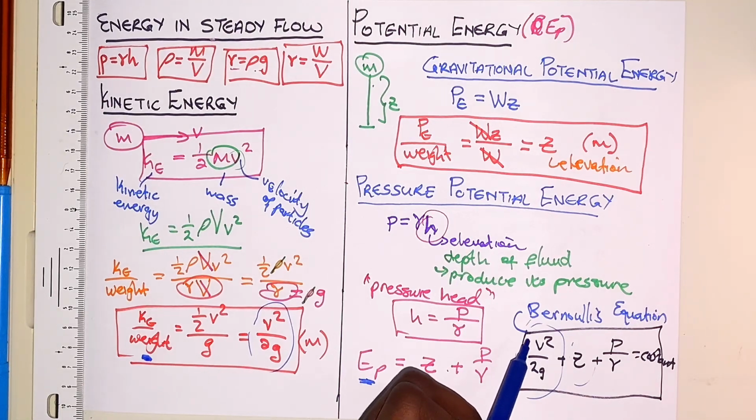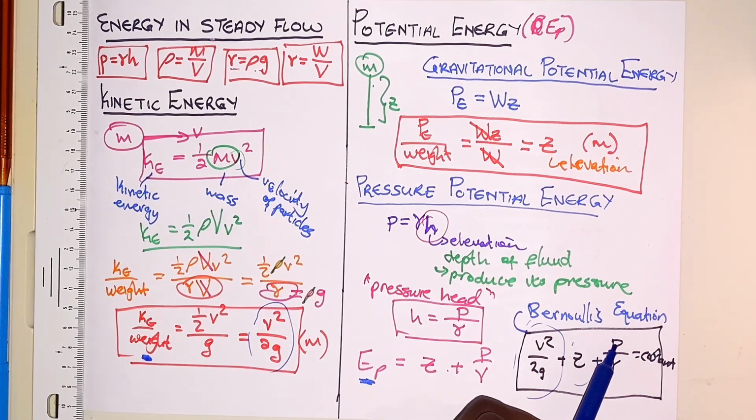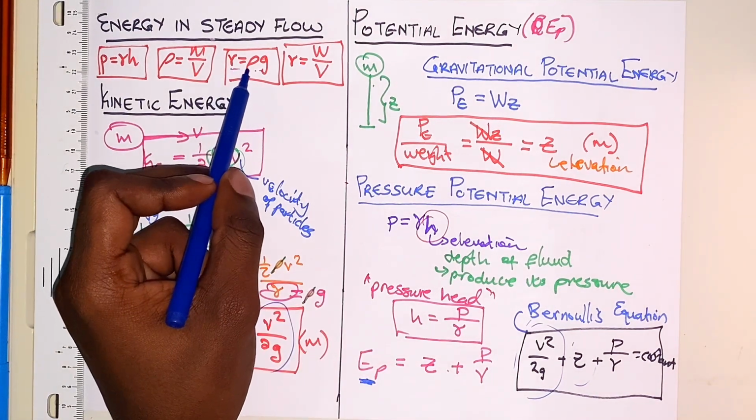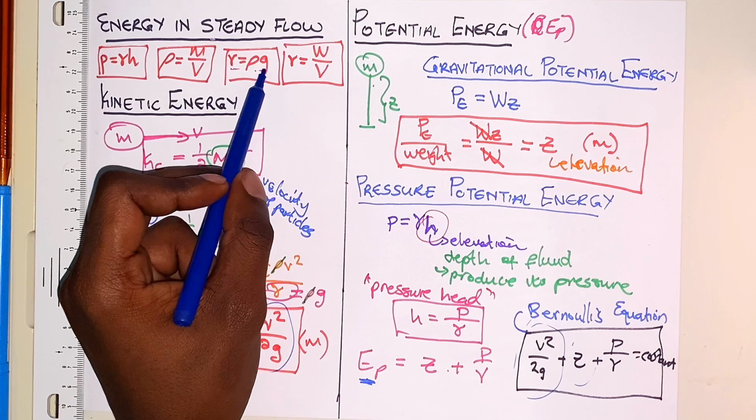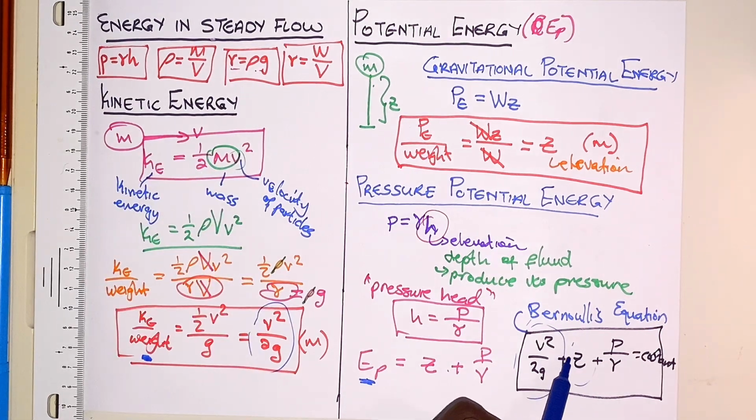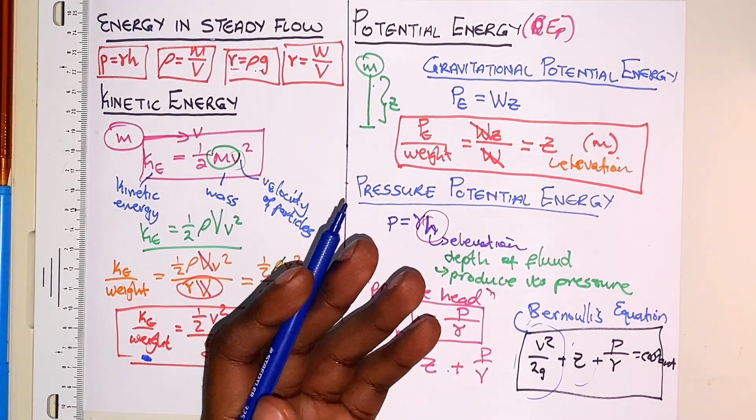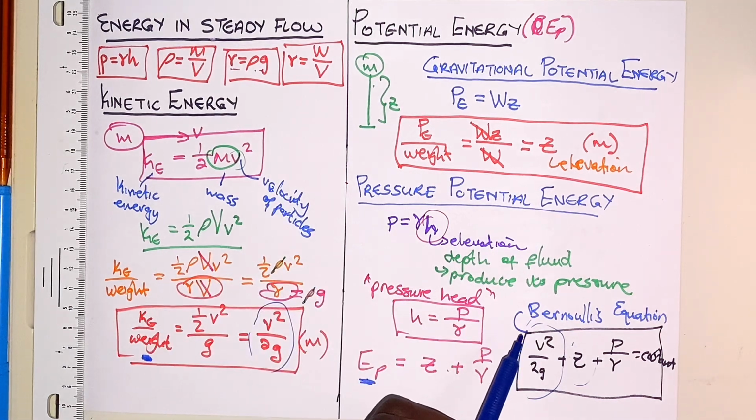Now, we will discuss Bernoulli's equation in further videos, but remember that in this equation, P represents pressure, V represents velocity, and Z represents elevation, height above a reference level. If you want, you can substitute your gamma with density and gravitational acceleration. Remember that with Bernoulli's equation, it is only valid under certain assumptions, such as steady flow, incompressible fluid, and neglecting energy losses due to friction or other dissipating mechanisms.